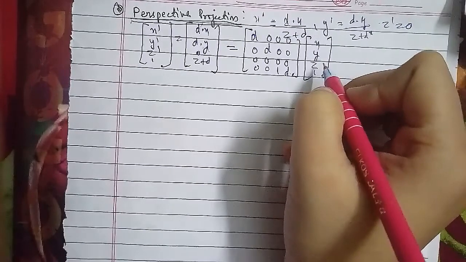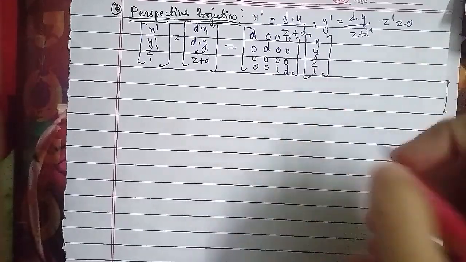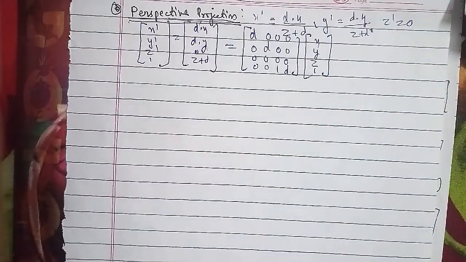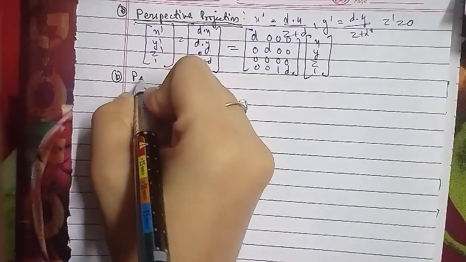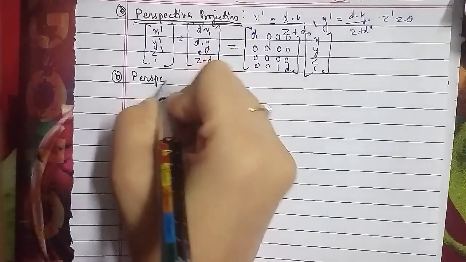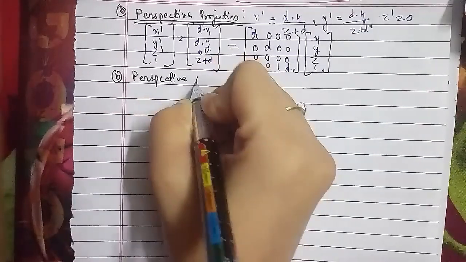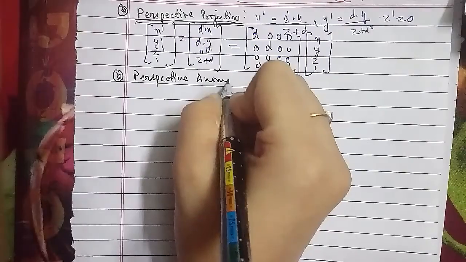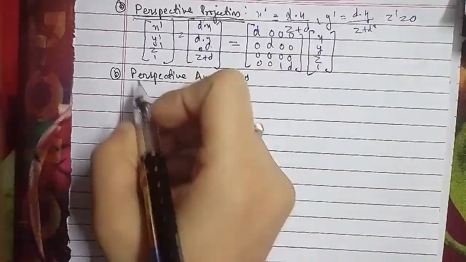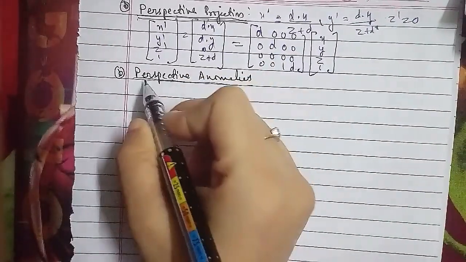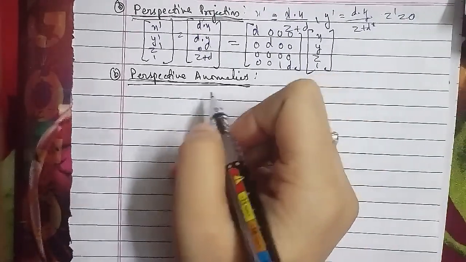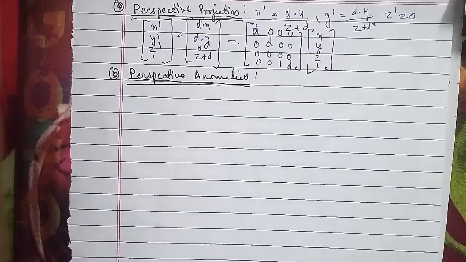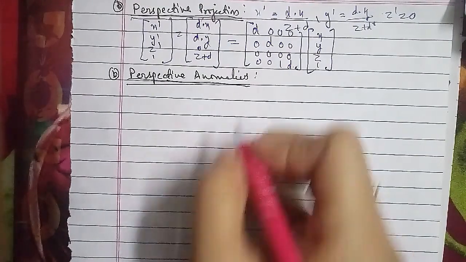Now we have to discuss the perspective anomalies in detail. In the perspective anomalies, the first perspective anomaly we have is perspective foreshortening.